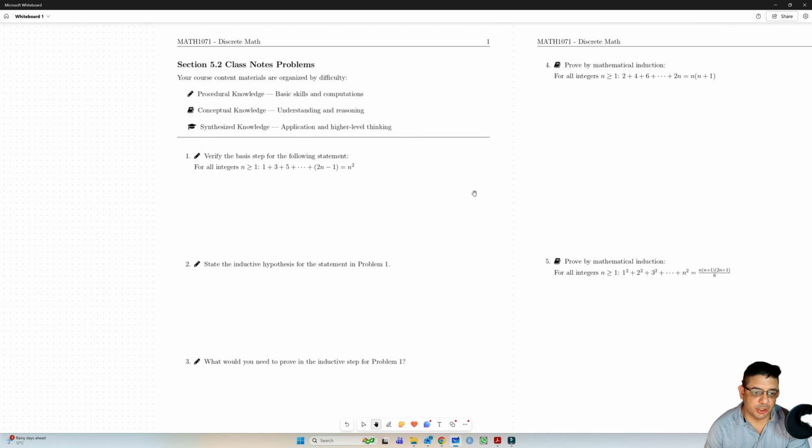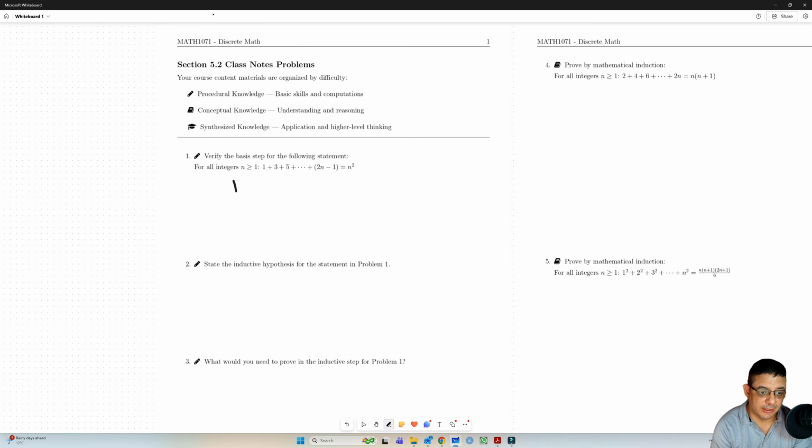So the first question, we need to verify the basic step, state the inductive hypothesis, and state what you would need to prove the inductive step in problem 1. Essentially we're just verifying what pieces we need to have for each step of induction. It's not necessarily asking me to fully prove it, so that's what we're going to do, at least in this question. So first, verify the basic step for this.